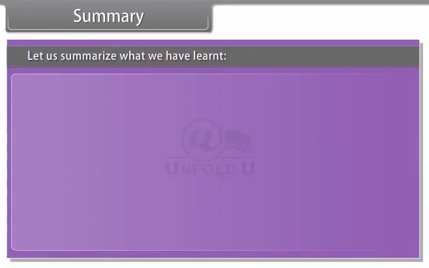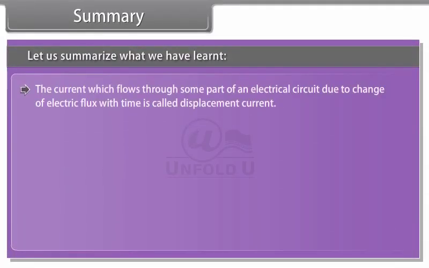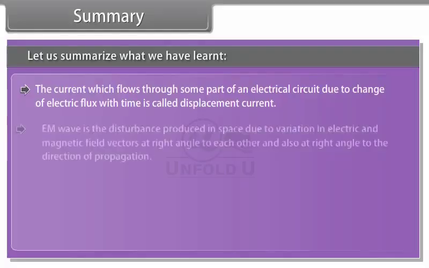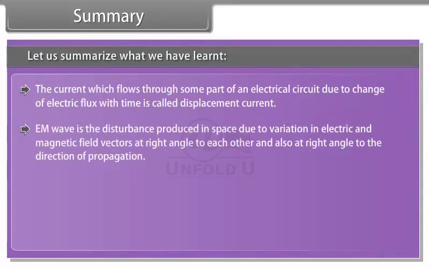Summary. Let us summarize what we have learned. The current which flows through some part of an electrical circuit due to change of electric flux with time is called displacement current. EM wave is the disturbance produced in space due to variation in electric and magnetic field vectors at right angles to each other and also at right angles to the direction of propagation.